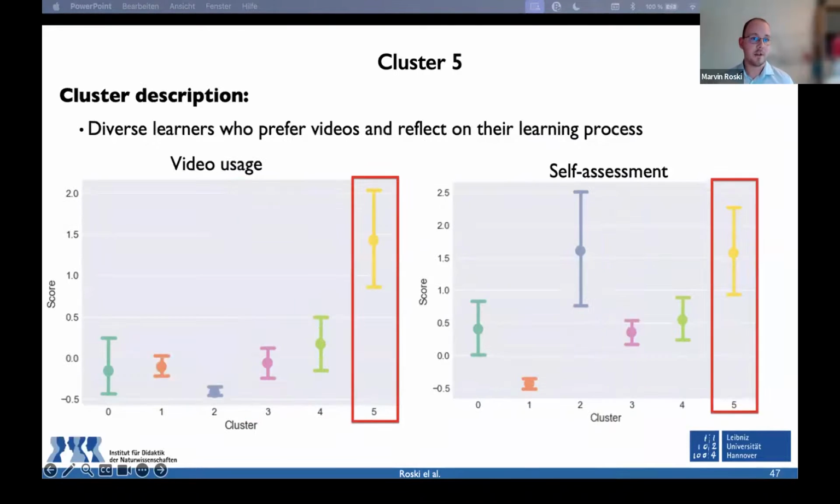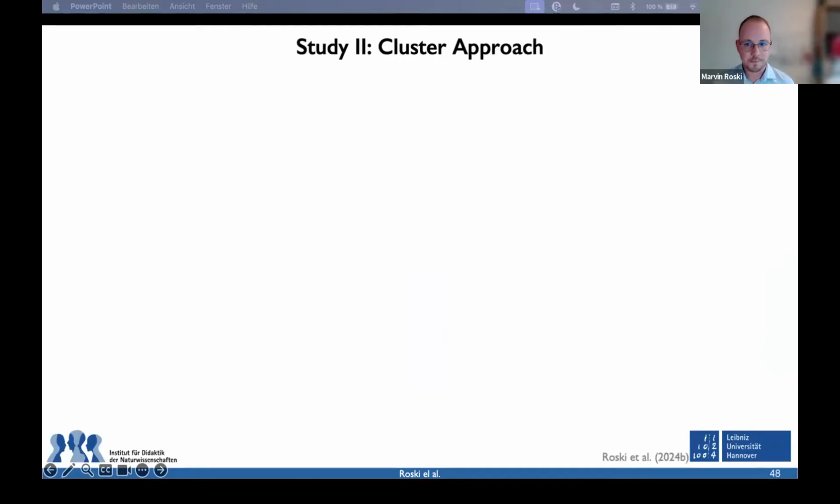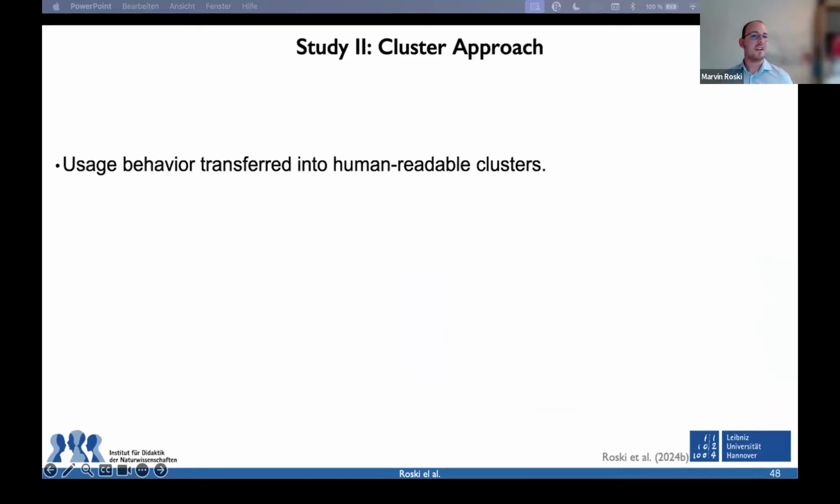And when we compare to cluster 5, we have here diverse learners who prefer videos and reflect on their learning process. So we already saw that these are the learners who use videos a lot, but we see also that these are the learners who reflect on their learning in the self-assessments. So all in all, we transferred the usage behavior into human readable clusters again. So we took the process data and made it readable again.